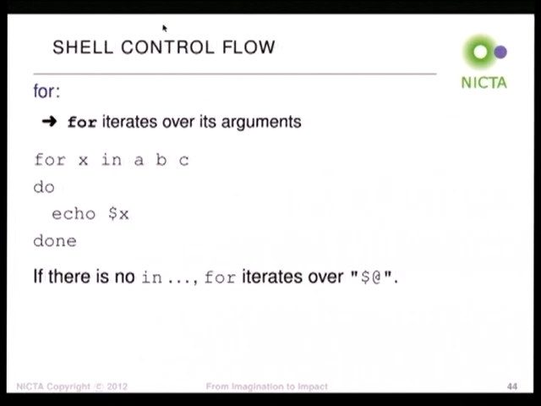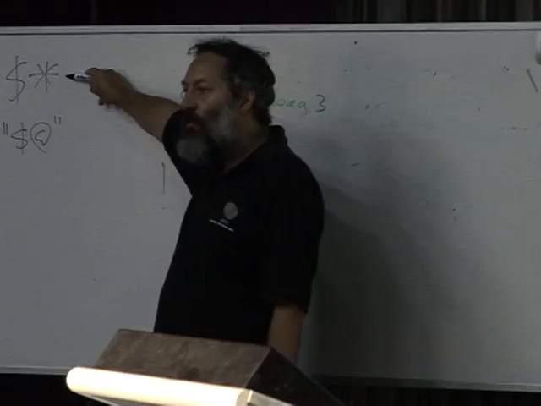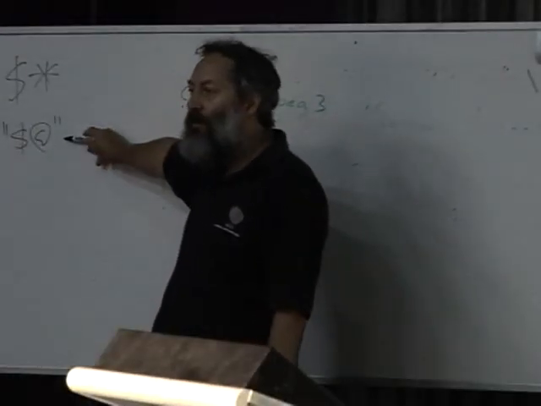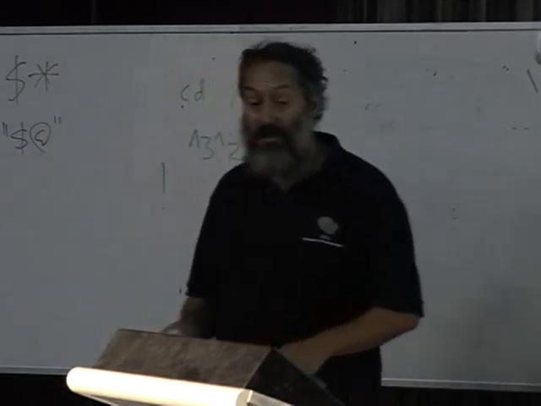Very boring. For iterates over its argument list. So you can say for x in a b c, and you'll have a, b, c. We saw this earlier without the in a b c, and if it's not that, it iterates over that thing. That's a special variable which corresponds to all of the shell's arguments quoted with double quotes. There are actually two special ones. Not including the shell command, that's available as $0, but it never actually comes in. $* gives you all of the arguments to the shell, but it throws away white space. So it's not very useful. $@ is almost always what you want to use. And always in quotes.